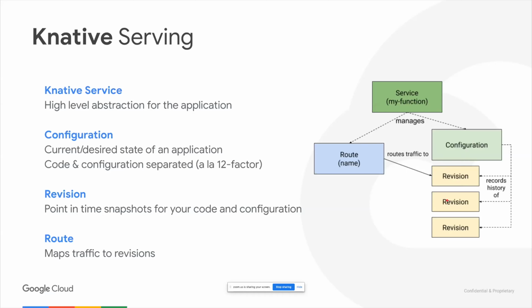Of course, once you have multiple revisions, you can do more complicated things here. You can change the route and do A/B testing, or you can gradually ramp up traffic, things like that. So these are the main building blocks for Knative Serving. And let me show you an example of this actually.